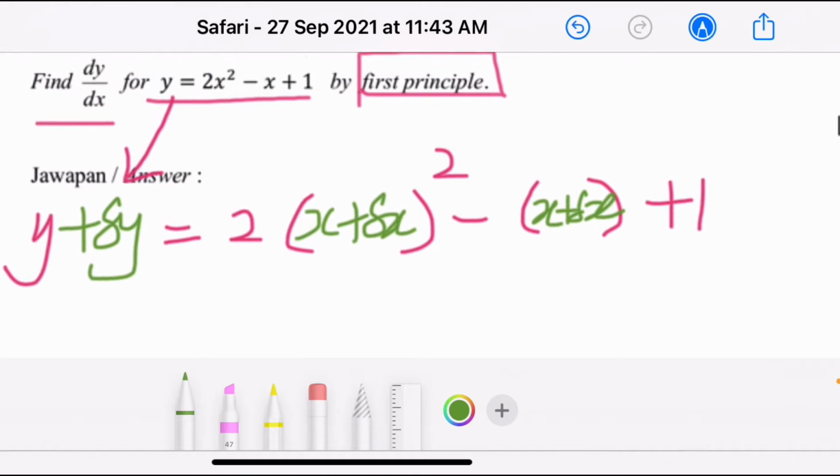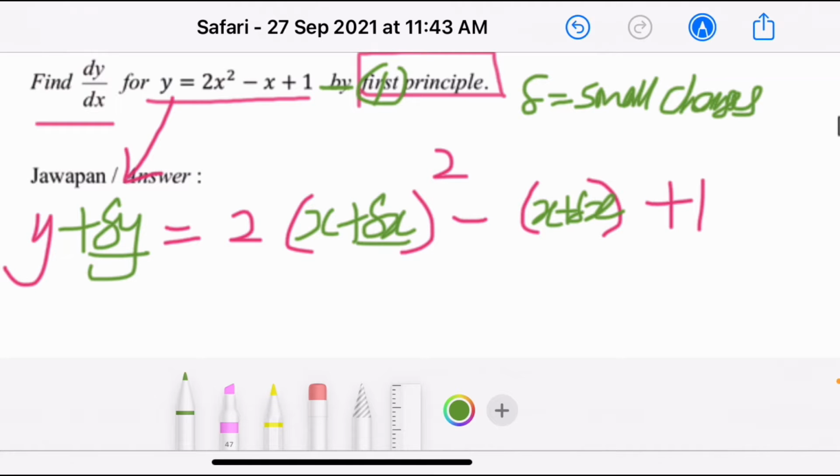So copy the question. If you see y, you add delta y. If you see x, you add the small change of x, delta x. Delta means small changes. Okay, so now we need to expand and simplify. Before that, we have y already. This is our y, the first equation. This is the second equation, but we need to simplify first.